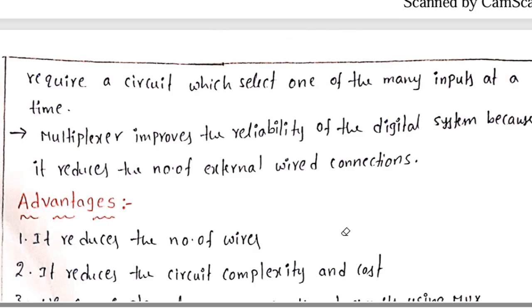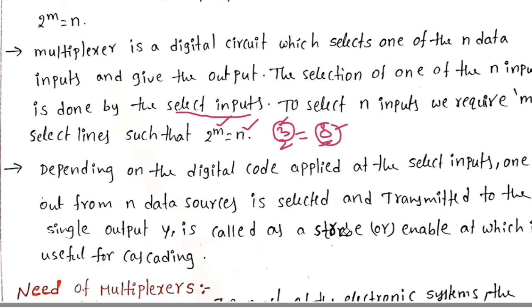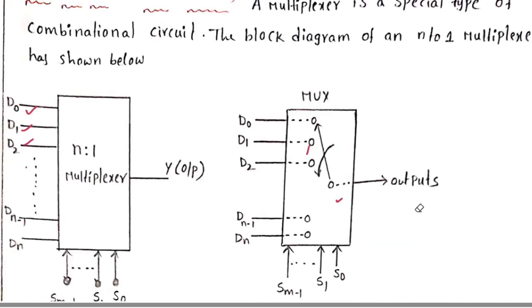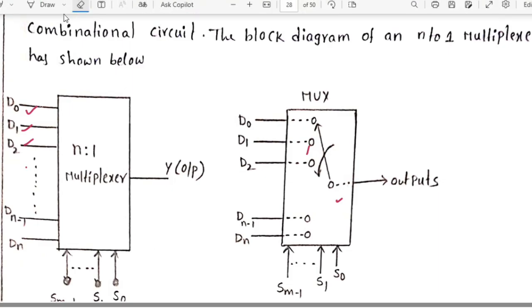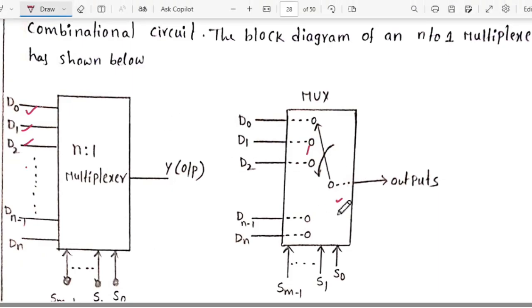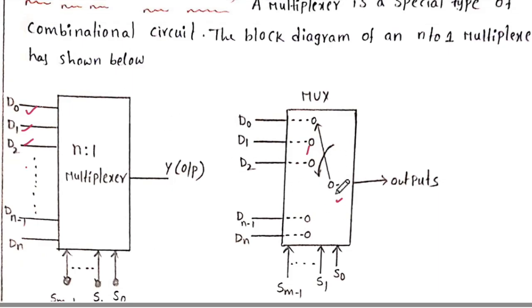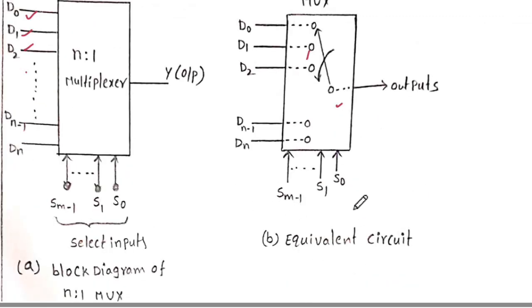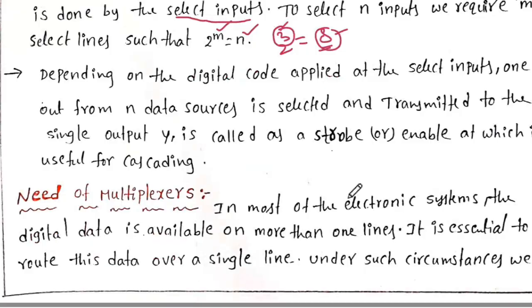So many inputs are there, only a single output. In order to select a single output among the many inputs, we require a selection line. The selection line may connect to D0, D1, D2, D3, and Dn, so based on the selection lines, one input is selected.